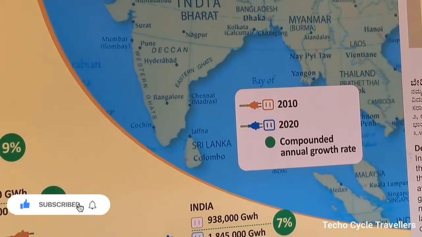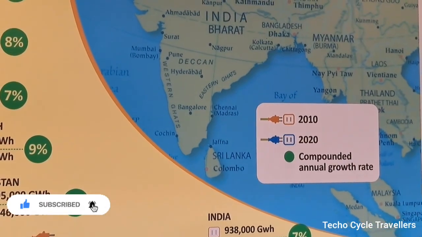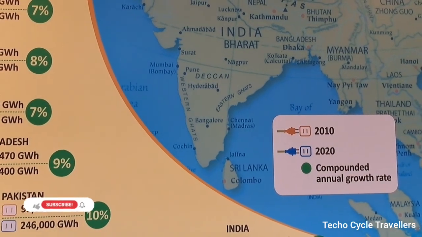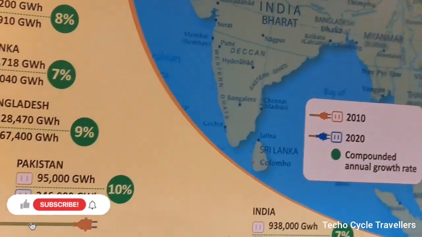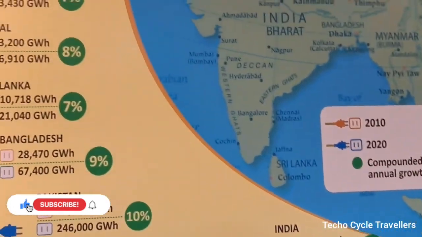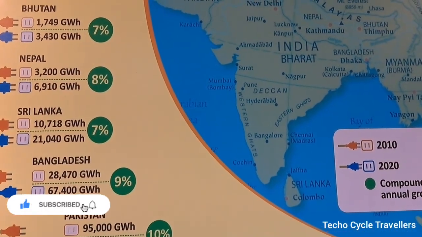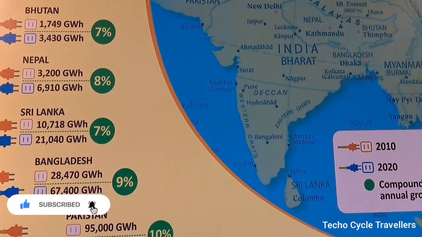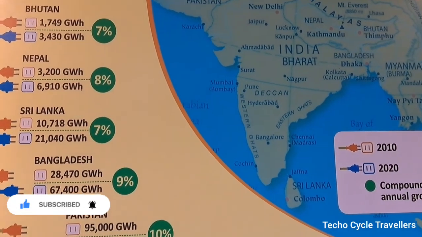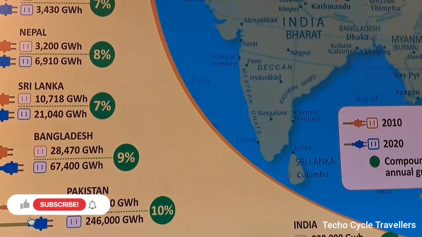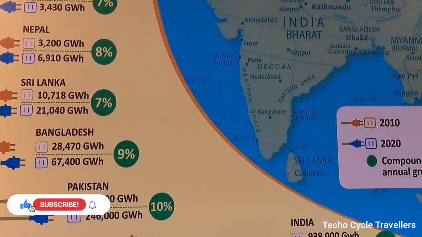Bhutan, 1,749 gigawatts demand. Supply is only 1,449 gigawatts. Demand is 2,430 gigawatts. Nepal, demand 6,910 gigawatts. Supply is only 3,200 gigawatts.